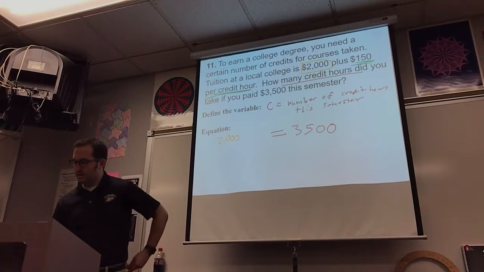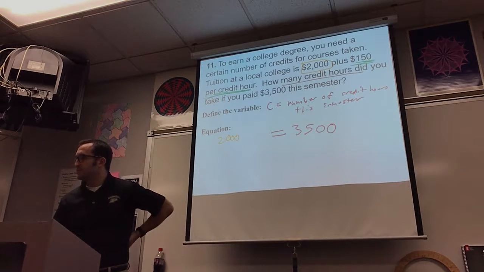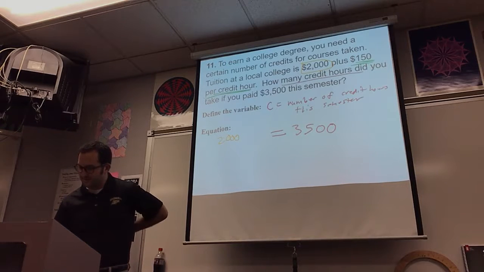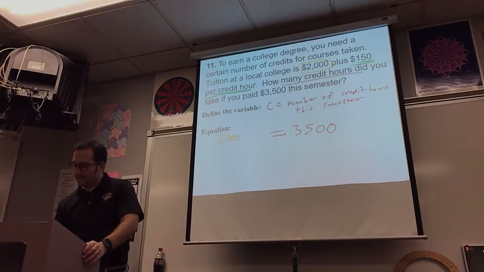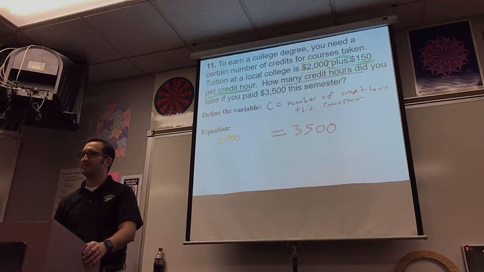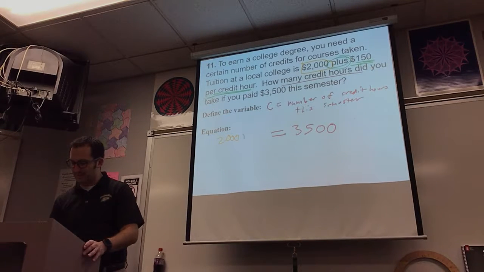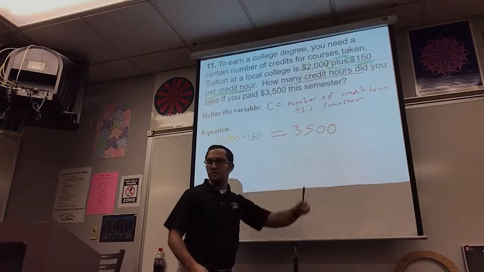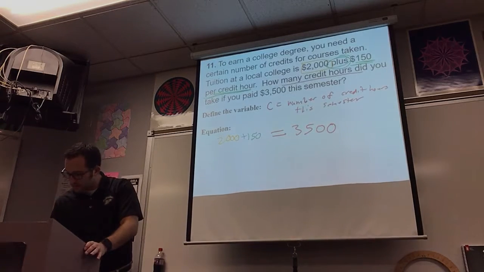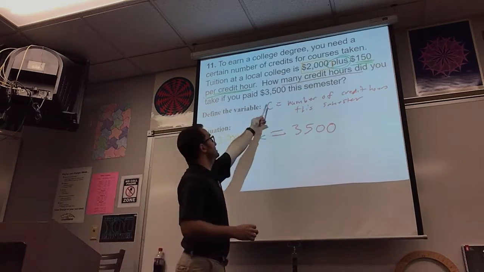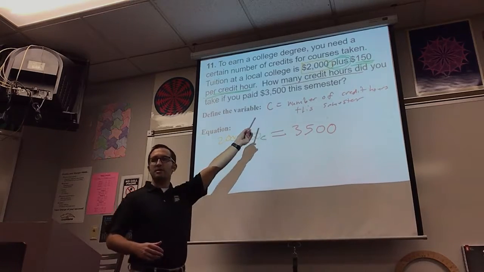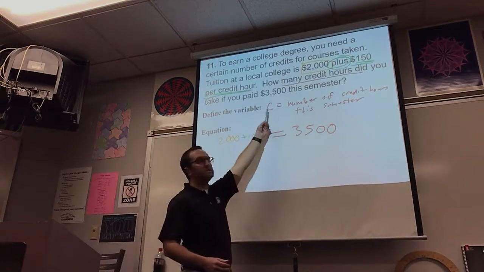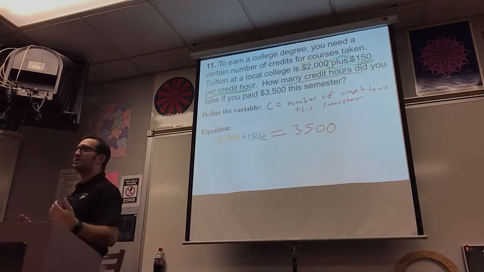Plus, what's that word? That's an addition problem, right? Plus 150 per credit hour. So 150 per C, right? $150 for every C. For every credit hour. $150 for every C. It's another way to think about that. And now we can solve this problem.